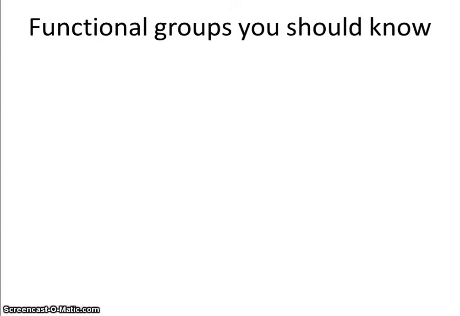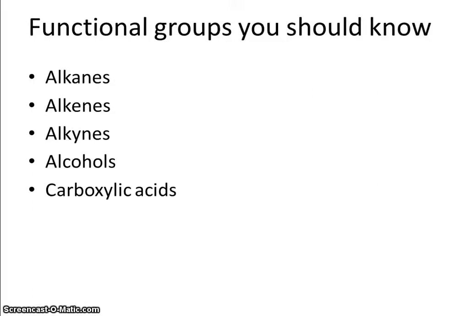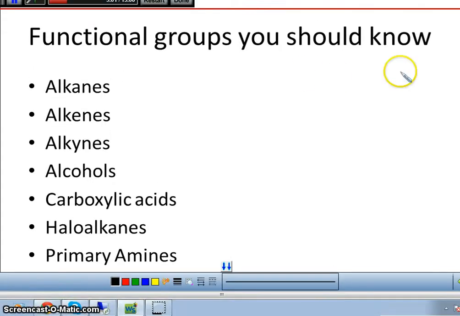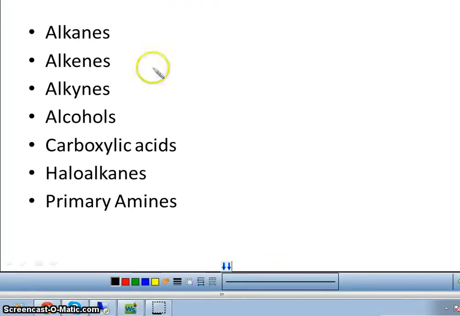Okay, so functional groups you should know. Alkanes, alkenes, alkynes, alcohols, carboxylic acids, haloalkanes, and primary amines. Right, we're going to pause momentarily and review each one of these very quickly. Okay, so alkanes, the nomenclature, it ends in ane. Has general formula of CnH2n+2. Draw it a number of ways. An example would be ethane, like we did in class.